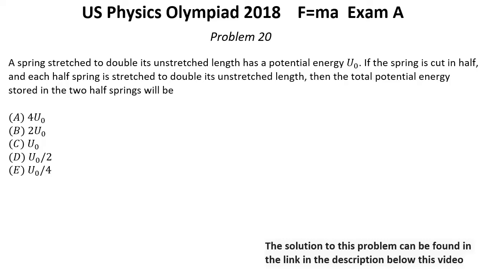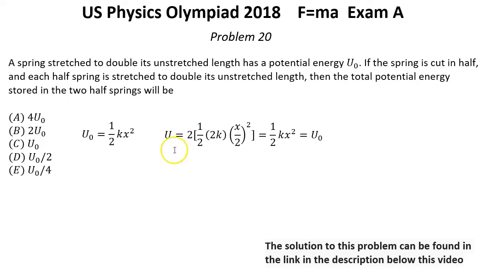First, let's write the expression for potential energy of a stretched spring. That will be 1/2 kx squared. For two springs, we have potential energy equal to 2 times 1/2 multiplied by the new spring constant 2k and multiplied by the stretch, which is x over 2, squared, which finally will give us the same potential energy, U0.